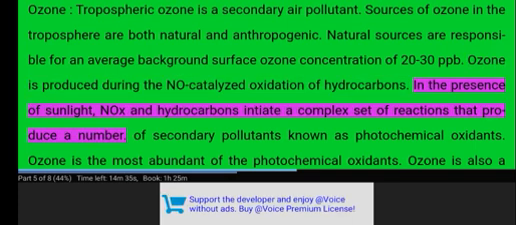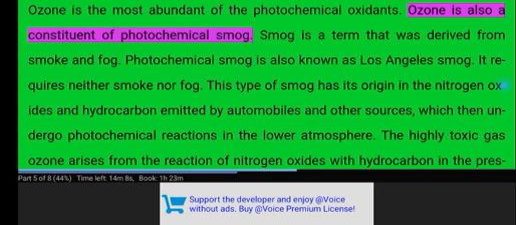In the presence of sunlight, NOx and hydrocarbons undergo a complex set of reactions that produce a number of secondary pollutants known as photochemical oxidants. Ozone is the most abundant of the photochemical oxidants. Ozone is also a constituent of photochemical smog.